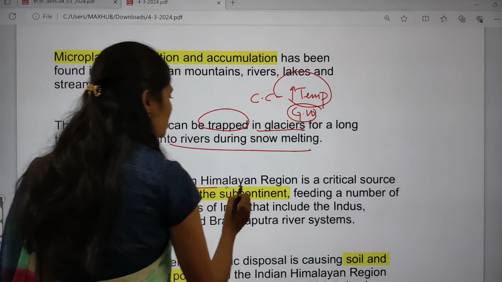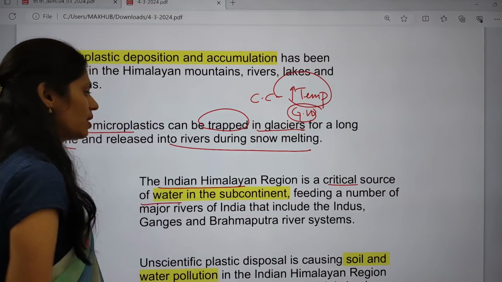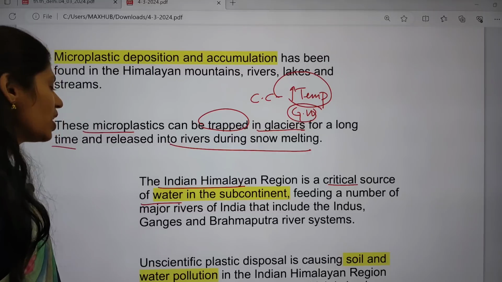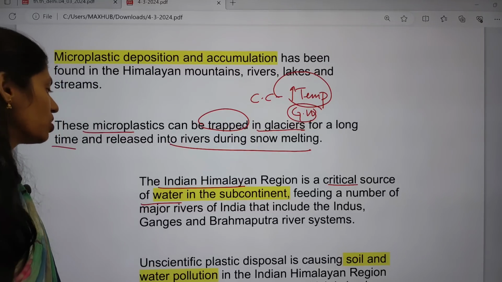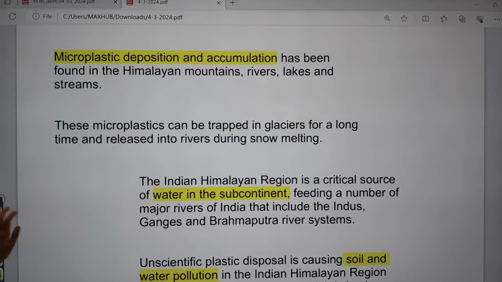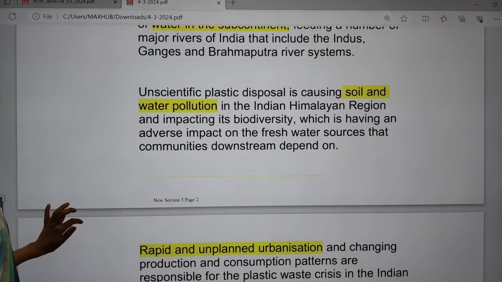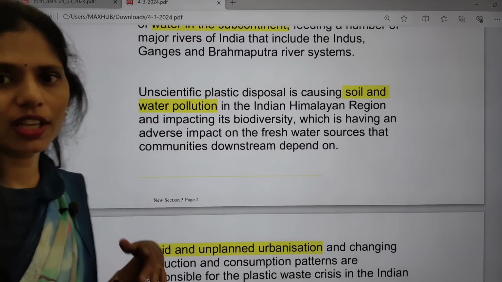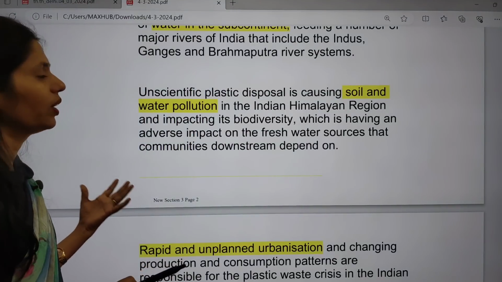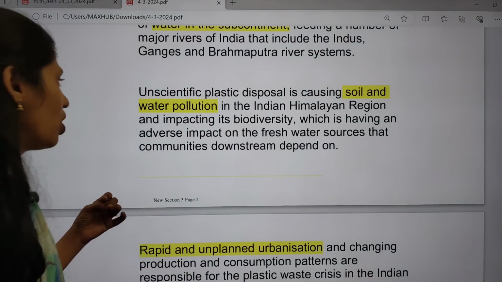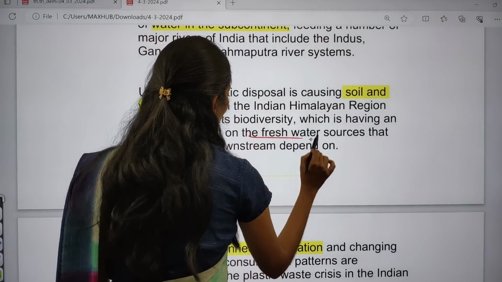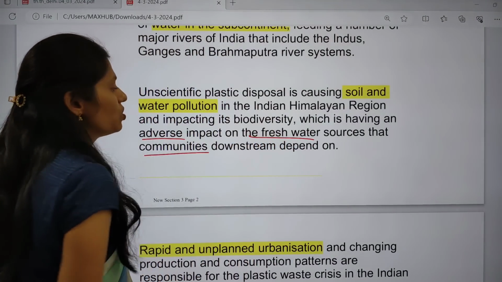And the Indian Himalayan region is a critical source of water in the subcontinent, because we are getting fresh water from the Himalayas, and we also have the major important rivers and their tributaries which are part of this Himalayan river system. So unscientific plastic disposal is causing pollution everywhere. For example, you can take soil pollution, you can take water pollution, and that will also have an impact on biodiversity. It will even have an adverse impact on the fresh water sources that downstream communities depend upon.